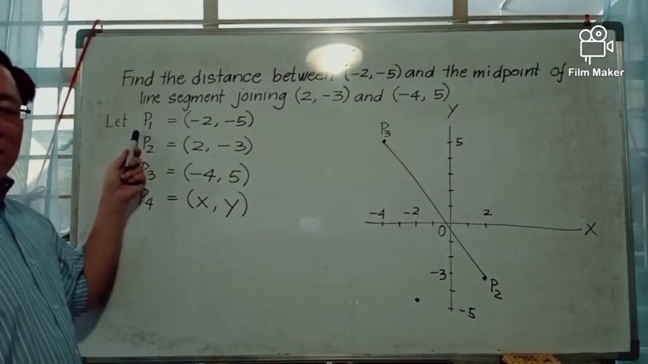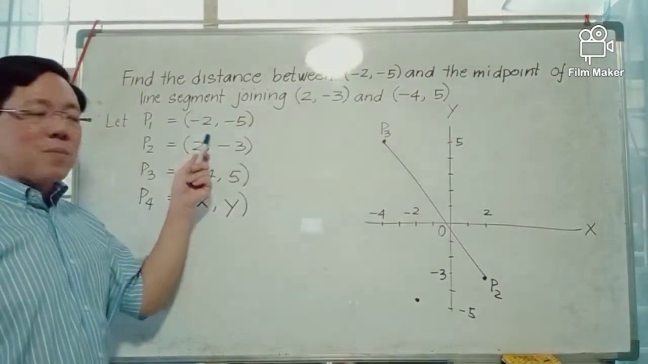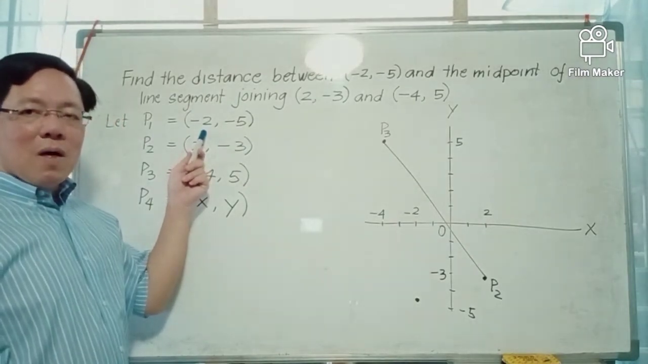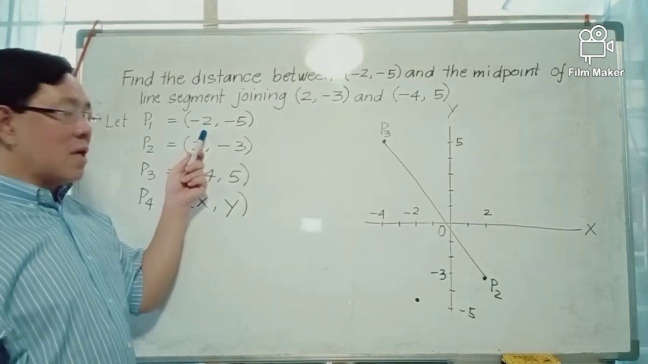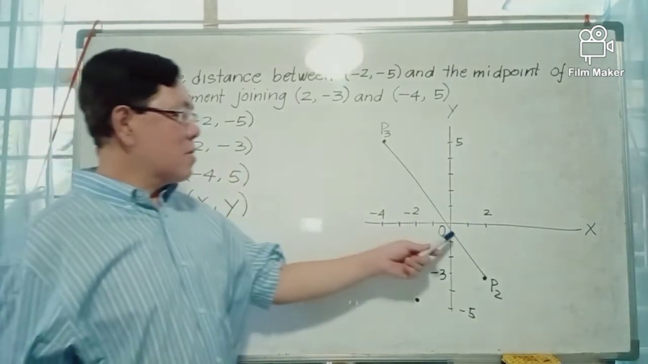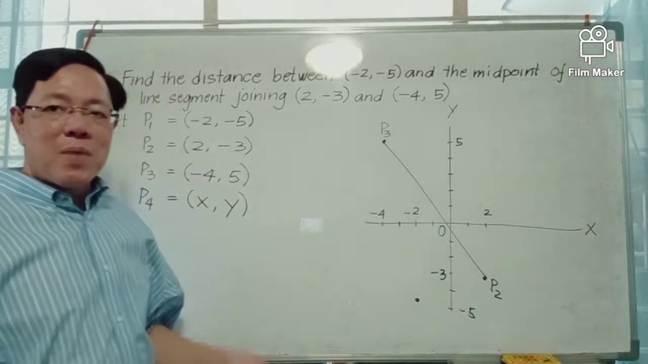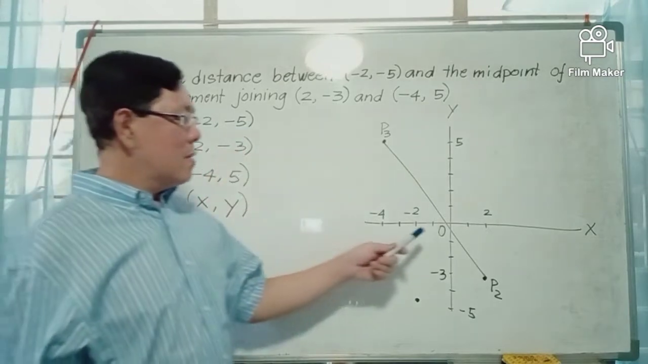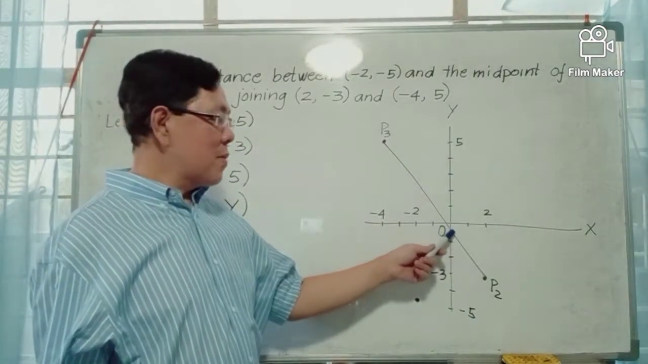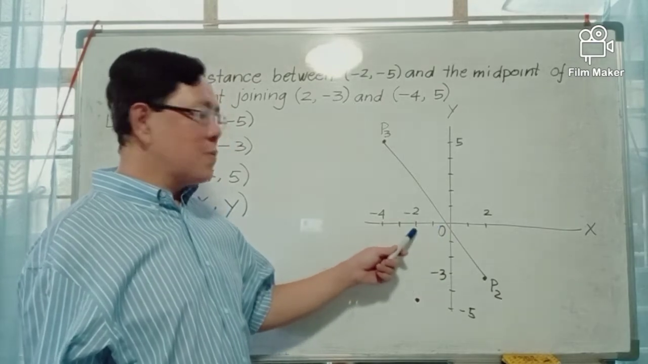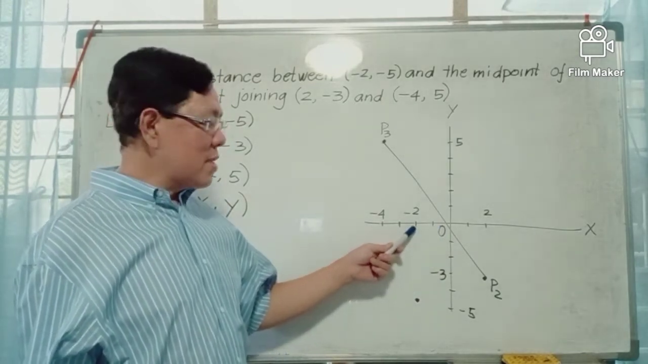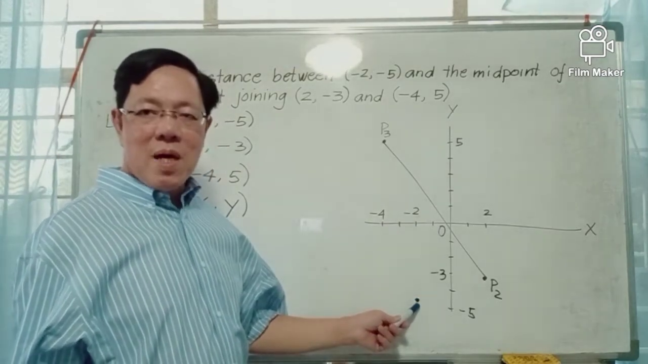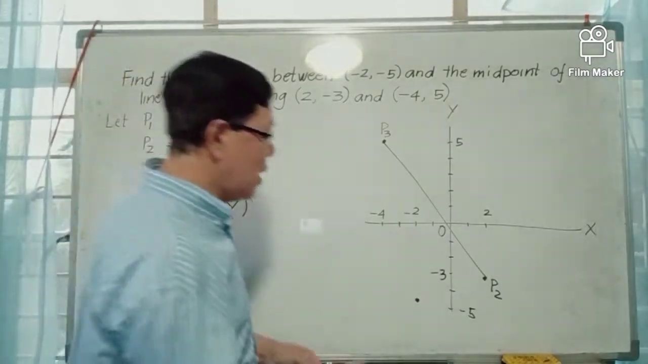Now the given first point P1 has coordinates (-2, -5). This means you count 2 units to the left from the origin, on the negative x-axis, and from there you count 5 units downward. We count 2 units to the left, 1, 2. From this point, we count 5 units downward, 1, 2, 3, 4, and 5. And this is the point P1.